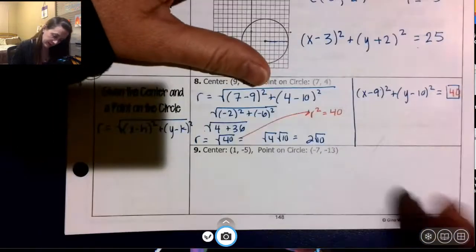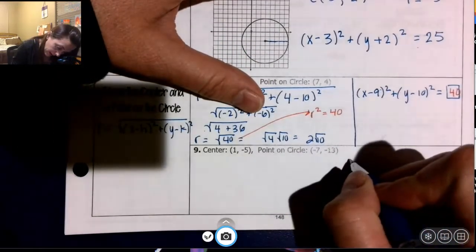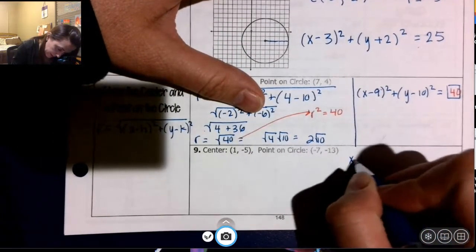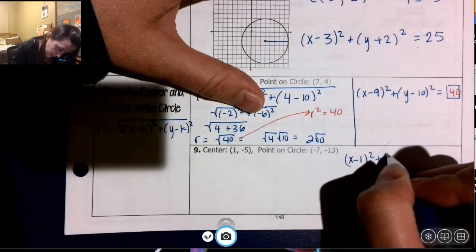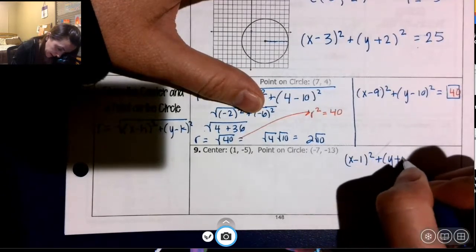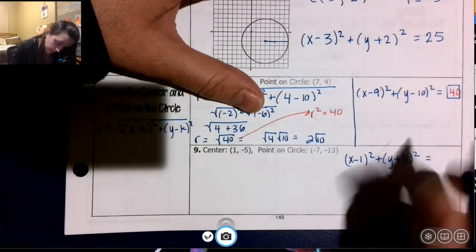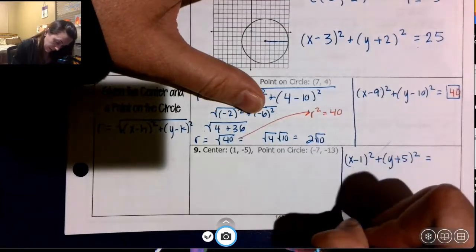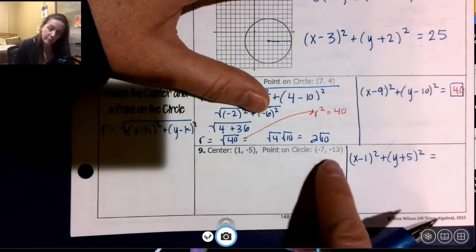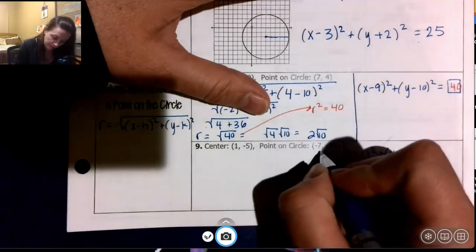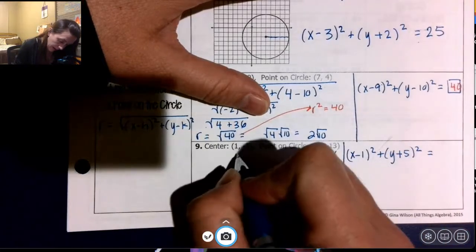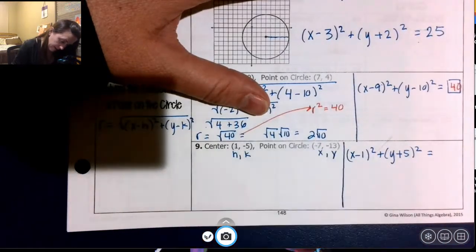Let's go ahead and do one more of these. Again, we're going to write at the end (x minus 1) squared plus (y minus negative 5) squared equals r squared. Calculating r using the point on the circle for my x, y and my center as my h, k.